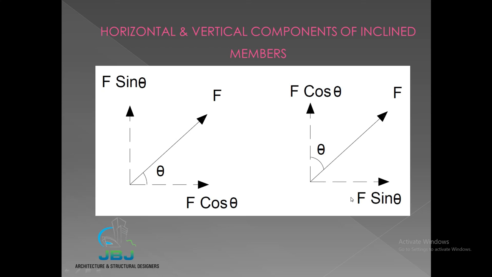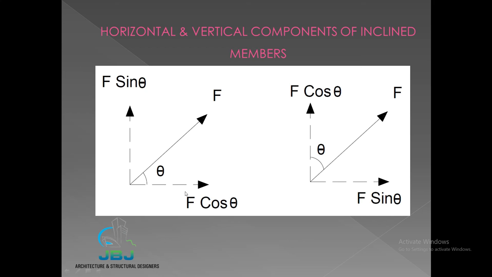The horizontal component as well as the vertical component of an inclined member is also very important. It may change depending upon the angle of inclination. The angle of inclination may be from the x-axis or the y-axis, and depending upon the reference axis, the sine and cosine may change. For example, look at picture 1. Here theta is measured from the x-axis. This is theta, and this is the inclined member with force F.